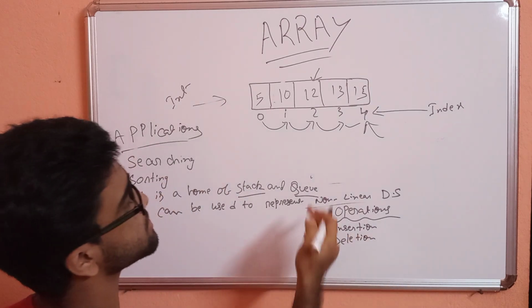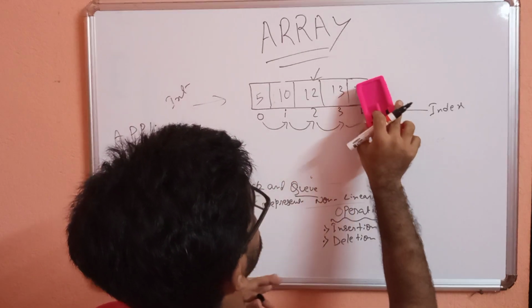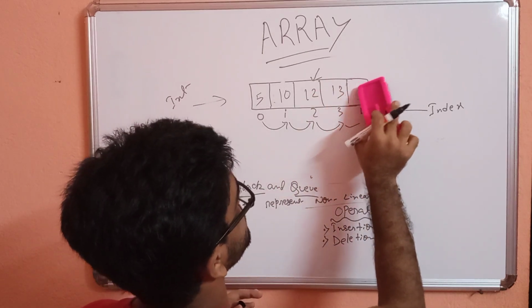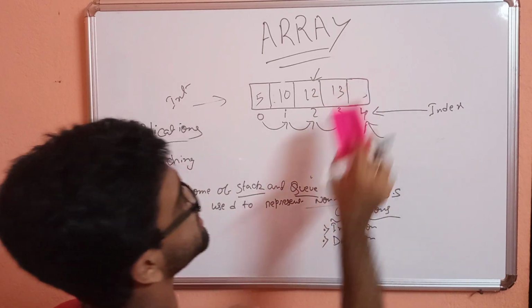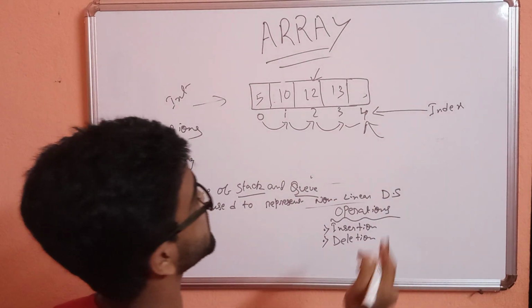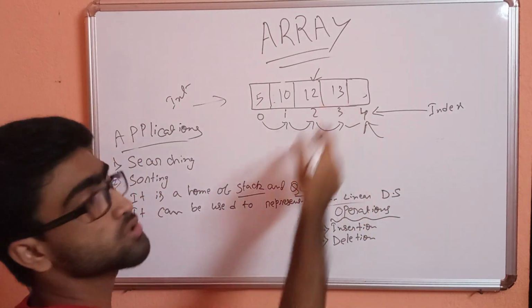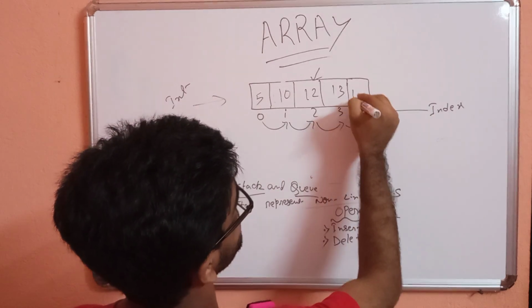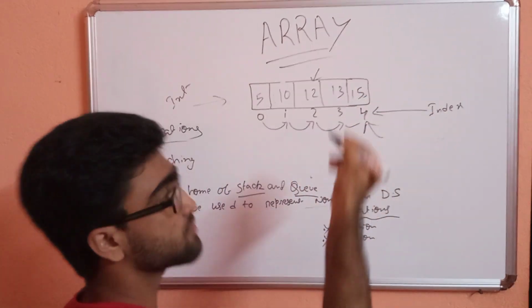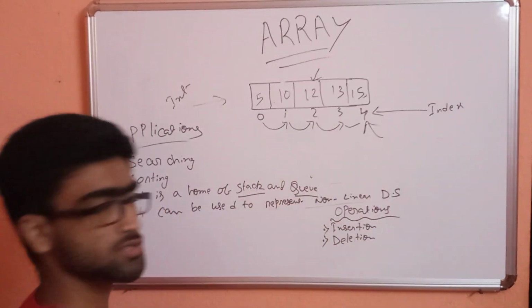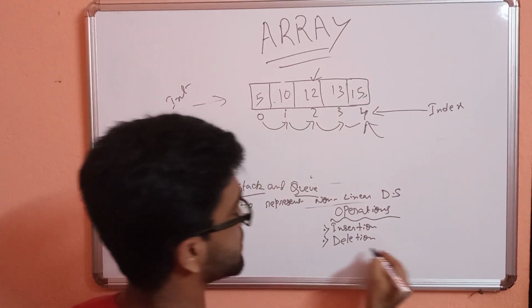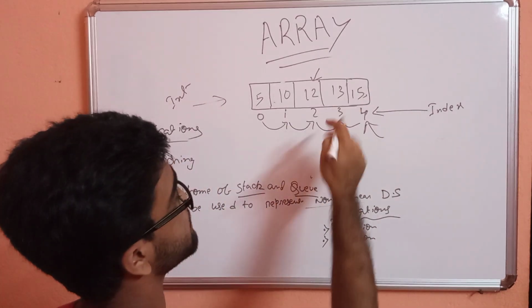Suppose let us consider this element is not present in the fourth index. Suppose we want to insert in the fourth index, we can insert 15 or any number in the fourth index or any other index. That doesn't matter. We can also perform deletion in an array.